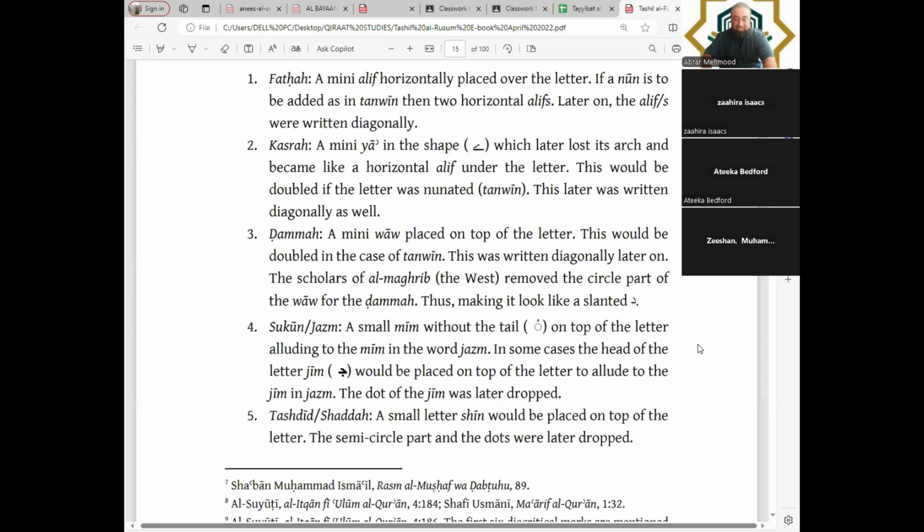This would be doubled if the letter was noonated, tanween. This letter was written diagonally as well. Dhamma, a mini waw placed on top of the letter. This would be doubled in the case of tanween. This was written diagonally later on.